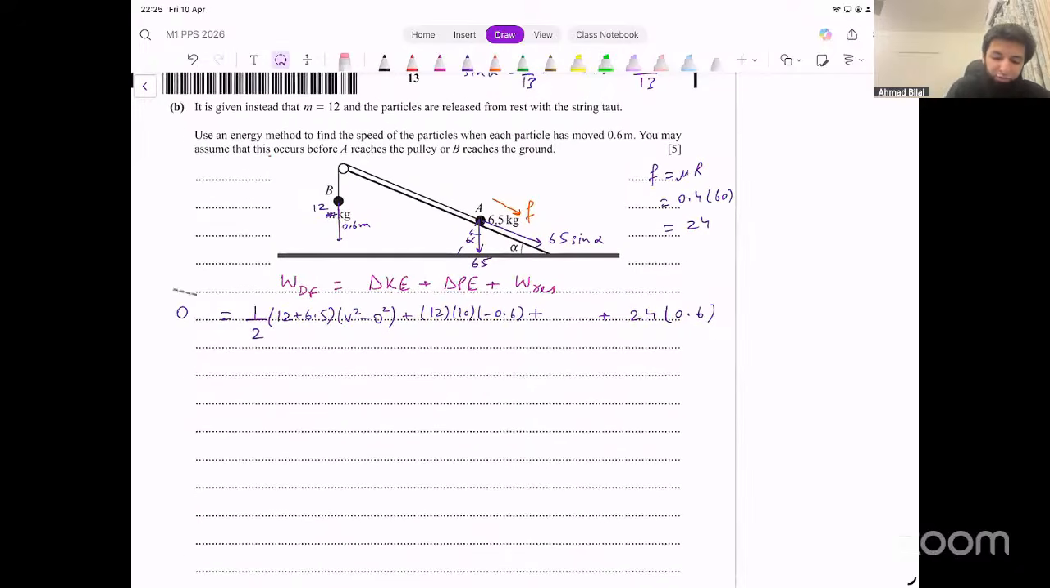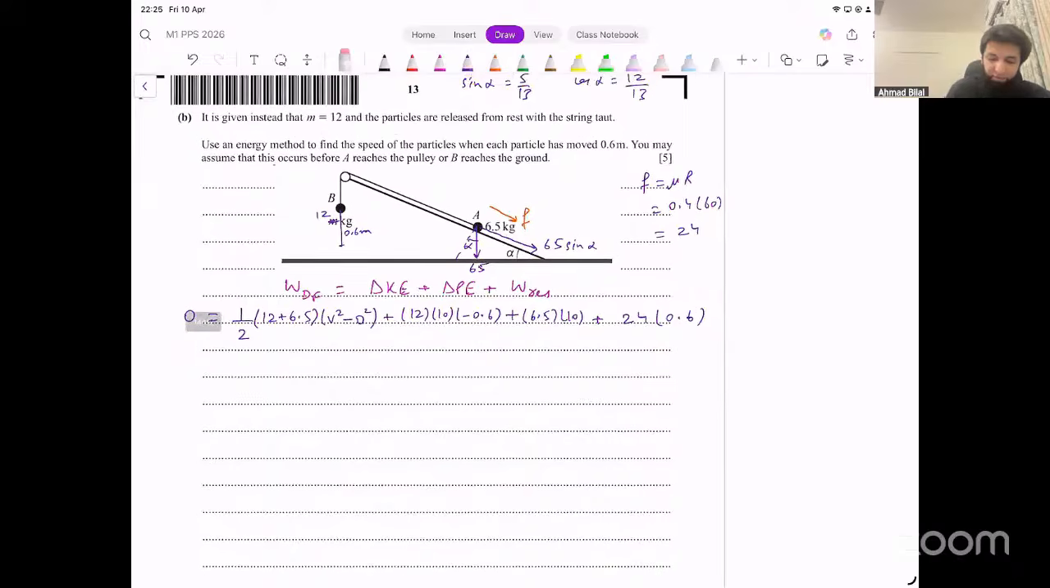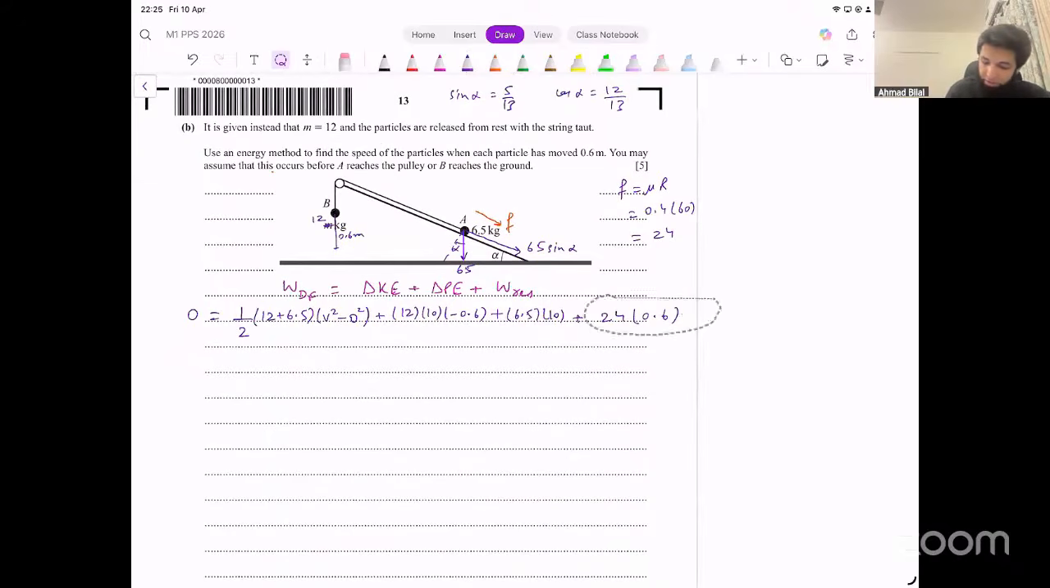What about A? A is moving in the upwards direction. Mass of A is 6.5 into 10. I need more space.